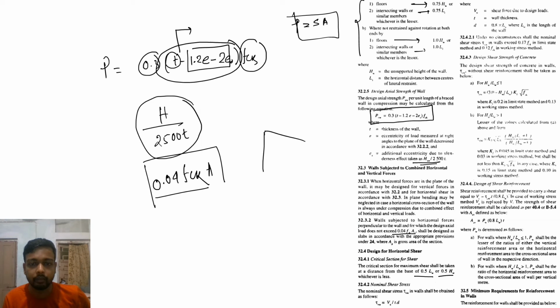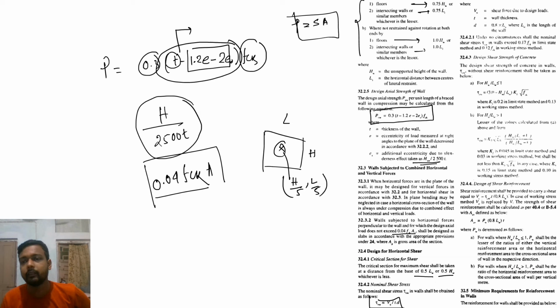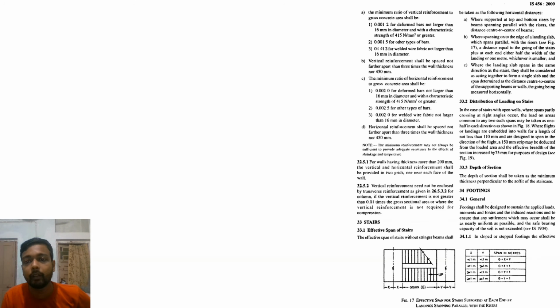That means suppose this is your L, this is your H. So this is your mid, H by 5 and L by 5. Okay. Nominal shear stress, we know that V by this, and design shear strength of concrete. So these are some formulas. I have never seen that come in any kind of exam, but still you can see the design of shear reinforcement. That is the formula A is equal to this. Minimum requirement of reinforcement: what is the minimum requirement? 0.01 for 16 mm, 0.001 for other types of bar.